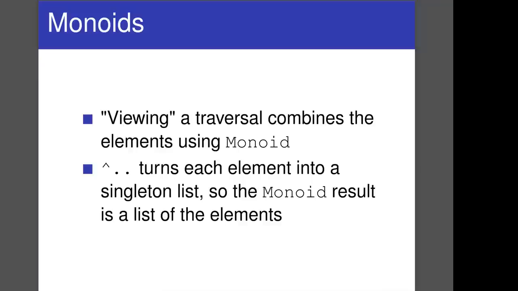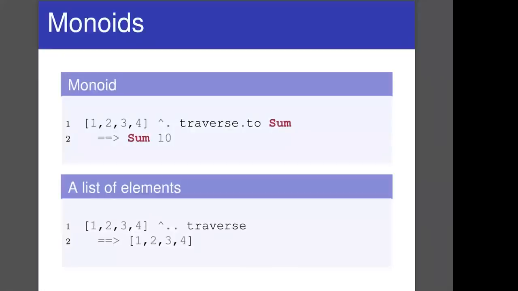What caret dot dot does is it turns every element that you look at into a singleton list so that the monoid can group them all together into a list. So here's an example using the monoid. So traverse says, address every element in the collection. And then I'm just going to say to, which is the sort of trivial getter that lifts any function into a getter. It's going to take every element of this list and pass it to Sum to create Sum of that element. And then because I'm using caret dot, it's just going to monoidally append all the results and give me the sum. And then below you see caret dot dot just lets me use traverse to get this into a list.